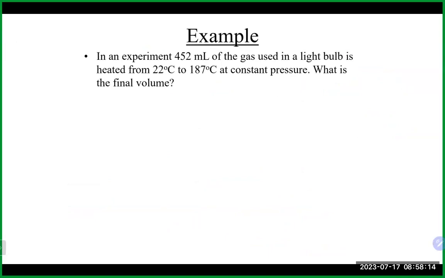In an experiment, 452 milliliters of a gas was used in a light bulb. It went from 22 to 187 degrees Celsius. What is the final volume? Final pressure? Not final volume. One of those, whatever it says there. V is volume, I think. Right? What is the final volume?